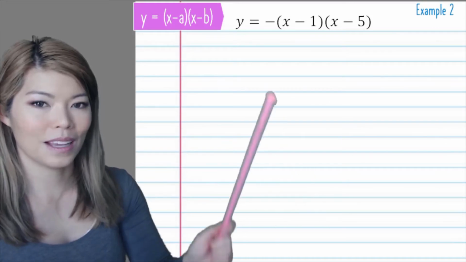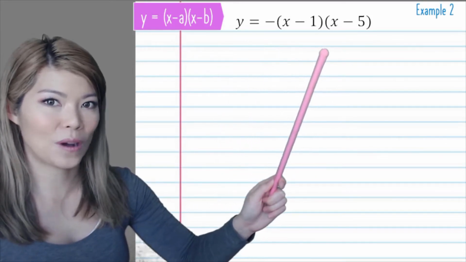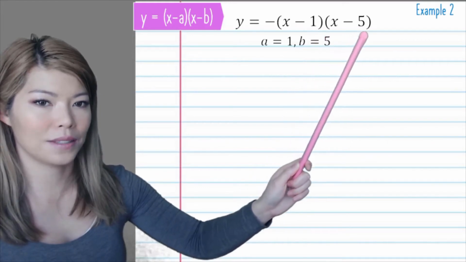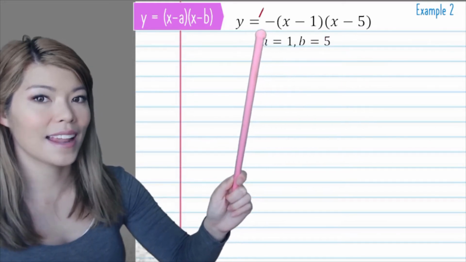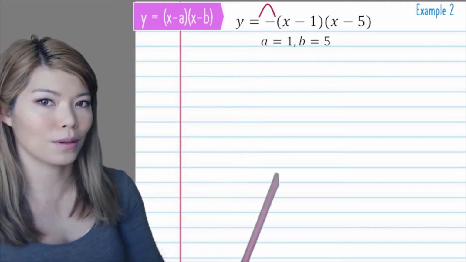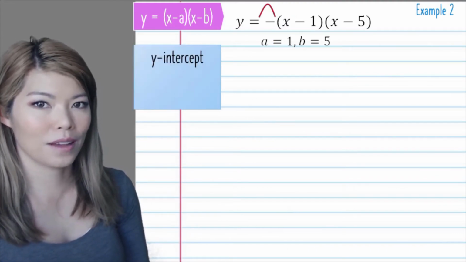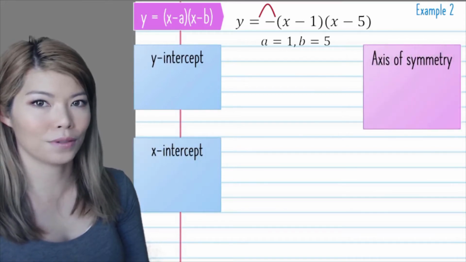Example 2, y equals negative (x minus 1)(x minus 5). Here we have a is 1 and b is 5. And we also notice that it's a negative graph. So we do that little symbol so we can remember that it's a negative graph. So let's try to use what we found in the previous example to find these 4 things.